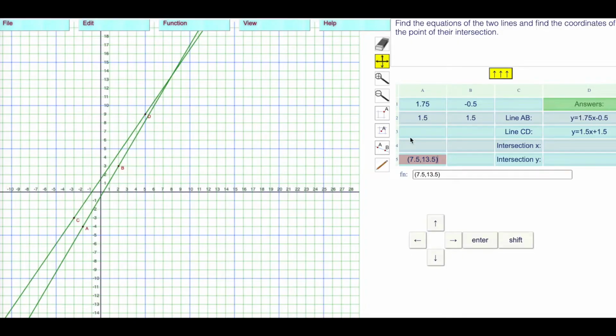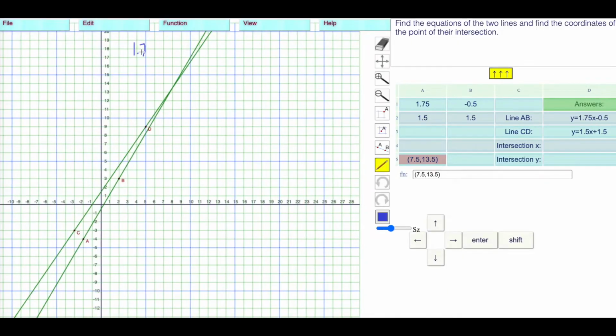I'm going to equate these two equations. 1.75x minus 0.5 is equal to 1.5x plus 1.5. I have more x's on the left-hand side, so it's going to be slightly easier to subtract the 1.5x from the right-hand side. Minus 1.5x on both sides should give us 0.25x. I also would like to get rid of this -0.5, so I'm going to add 0.5 to both sides. And that gives us 0.25x is equal to 1.5 plus 0.5, which is 2.